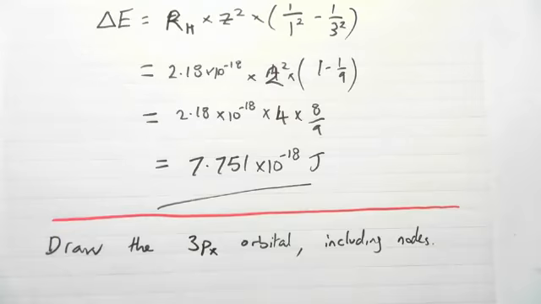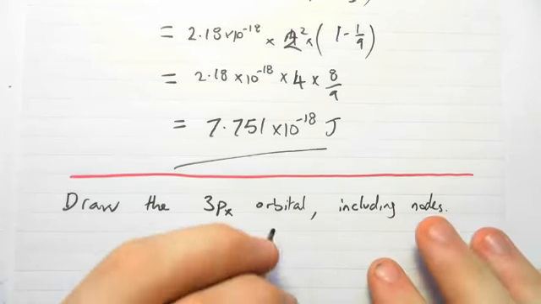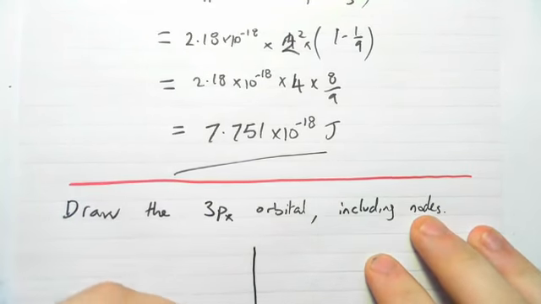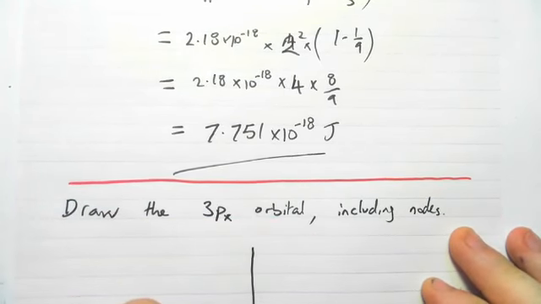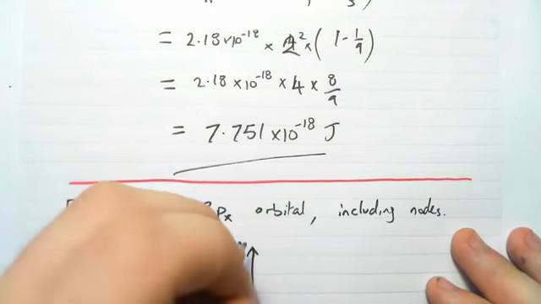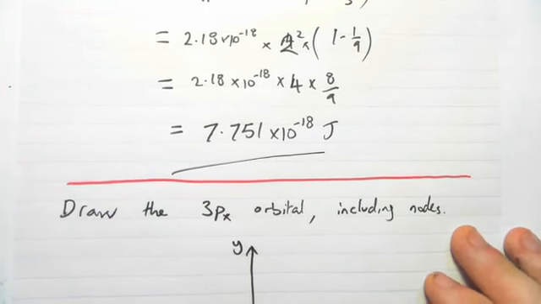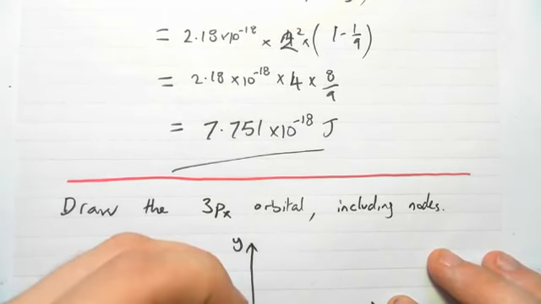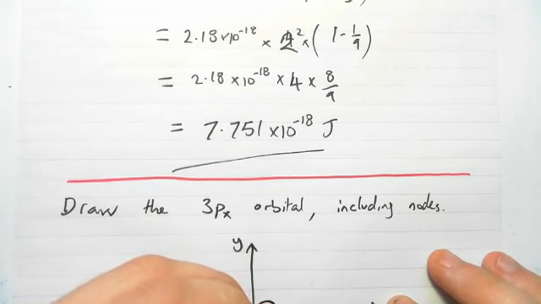And finally, I will attempt to draw the 3px orbital, including the node. So, first of all, when drawing any orbital, it sometimes helps to put in some axes. In this case, just an x and a y axis will do, x and y. So it's the px, so it's along this axis, and it's the 3px, so it has some lobes in here, and here.